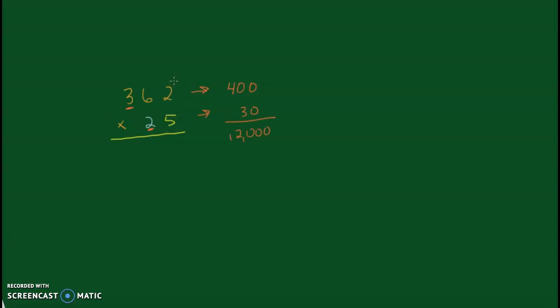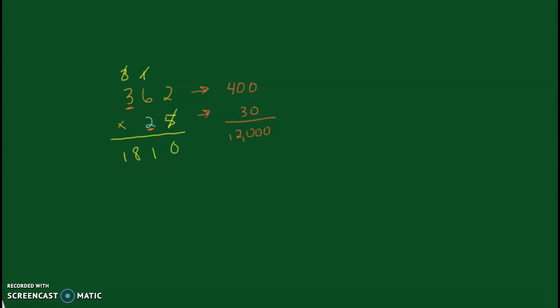Start at the top, we go from right to left, and we're going to do all the numbers on top times the ones place first. 2 times 5 is 10. 6 times 5 is 30, plus 1 is 31. 3 times 5 is 15, plus 3 is 18. So that gets us to the end of the ones place.